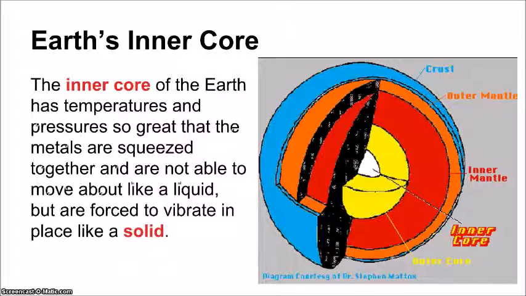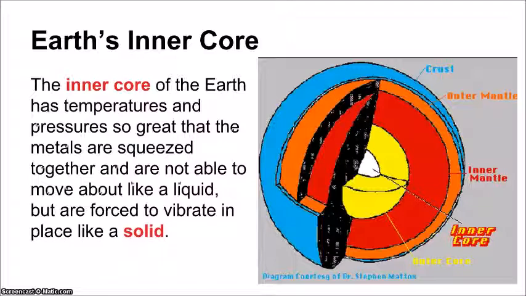Lastly, the inner core has temperatures that are so great that the metals in there should be liquid, but they're under intense pressure. So even though they're hot, they're under so much pressure that they're more like a solid. The atoms in there are forced to vibrate in place. They cannot move around like a liquid normally does. They're just going to vibrate in place. And this vibration is what makes it kind of like a solid. It can't move around or flow.